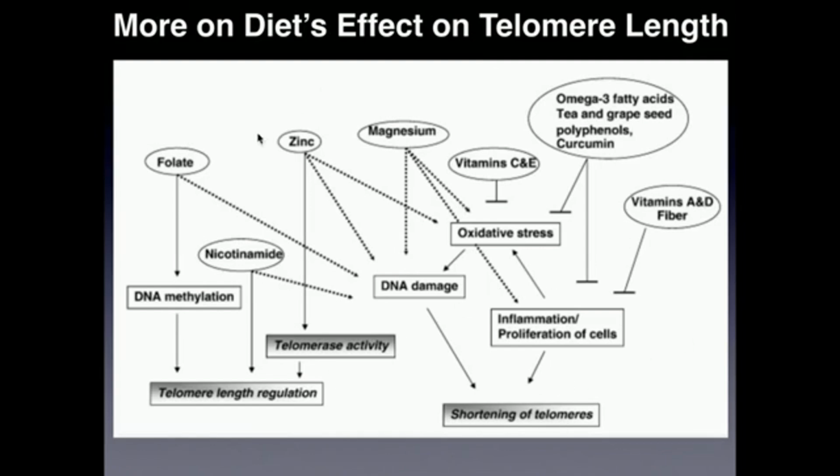So if you don't have adequate amounts of any of these things in your diet, in particular the antioxidants, which are very important, then you're going to have more chronic systemic inflammation, you're going to have more DNA damage, more oxidative stress, and all of those things cause shortening of telomeres, and there's plenty of evidence to support that.